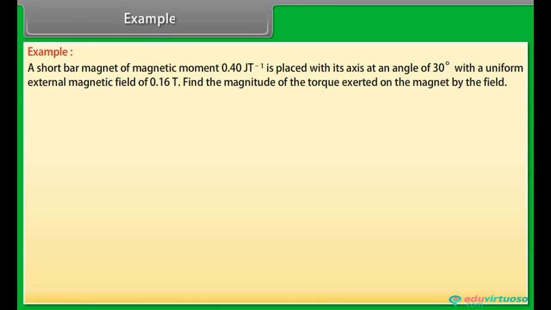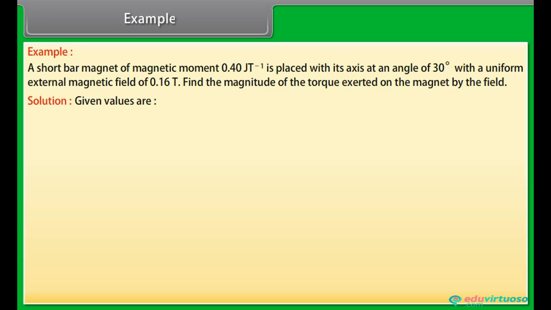Example. Let's take an example of a dipole in a uniform magnetic field. A short bar magnet of magnetic moment 0.40 joule per Tesla is placed with its axis at an angle of 30 degrees with a uniform external magnetic field of 0.16 Tesla. Find the magnitude of the torque exerted on the magnet by the field. Let's see the solution.